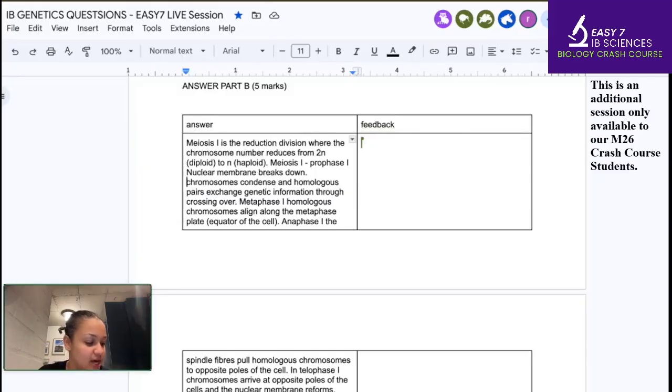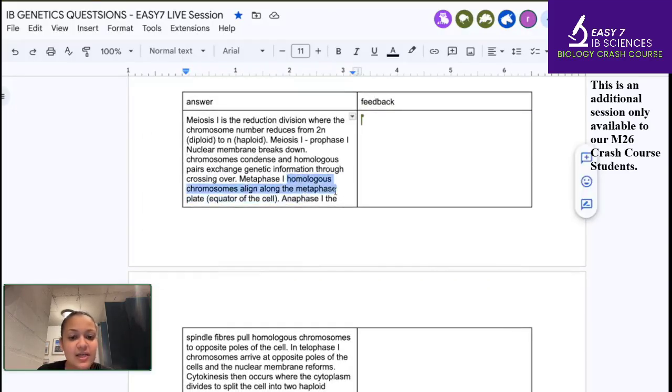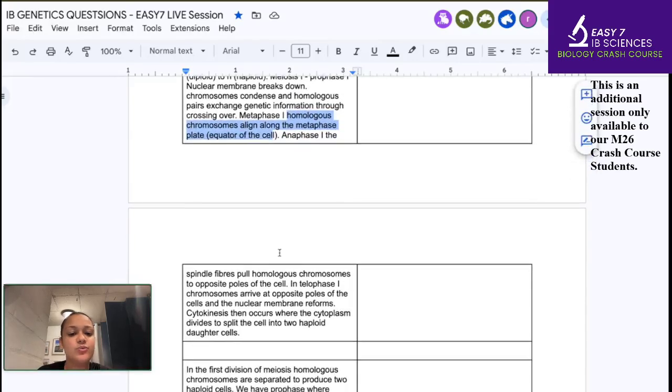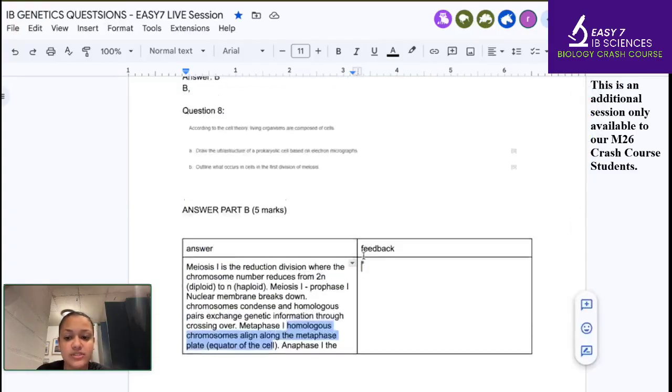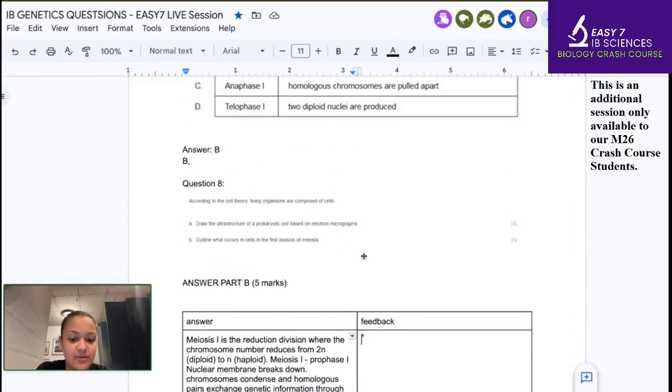And yes, Evan, in the chat, meiosis 1 is separation of homologous chromosomes, meiosis 2 is separation of sister chromatids. Well done. Metaphase 1, homologous chromosomes align along the metaphase plate. Thank you. Using correct vocabulary, I love it. Anaphase 1 is the spindle fibers pull the chromosomes to opposite poles of the cell. Exactly. And they contract. That's how they pull them to opposite poles. In telophase 1, the chromosomes arrive at the opposite poles of the cells and the nuclear membrane reforms. And then cytokinesis happens where the cytoplasm divides to split the cell into 2 haploid daughter cells. Well done, guys. That's exactly what happens.